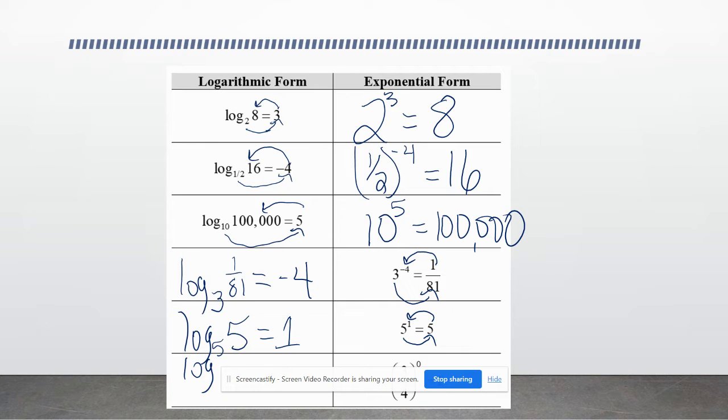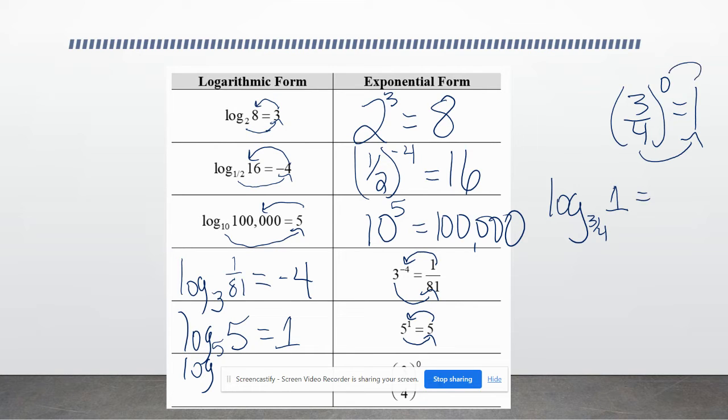This bottom one, I'm going to rewrite over here where we can see it. We have 3/4 to the 0 power is equal to 1. So log, our left is a base of 3/4. Our right is 1 equals our exponent, which is 0. So depending on what we're trying to do, where our x is, we might write in exponential form from log form, or we might write log form from exponential form.